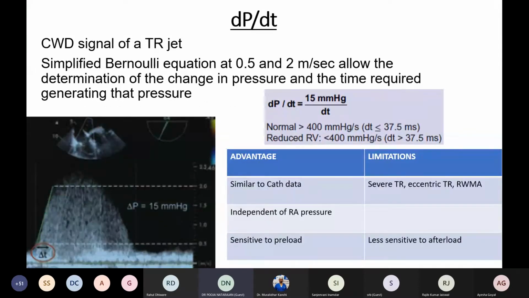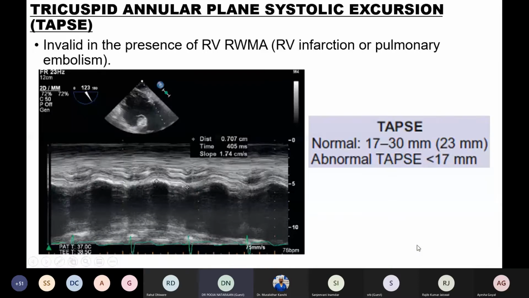Next, we look at the dP/dt. So how do we do this? If there is a TR jet, we put the Doppler CW, and then at 0.5 and 2 meters per second, the difference we take and we divide the time interval by 15. So if it is more than 400, it's normal. If it's less than 400, it is abnormal.